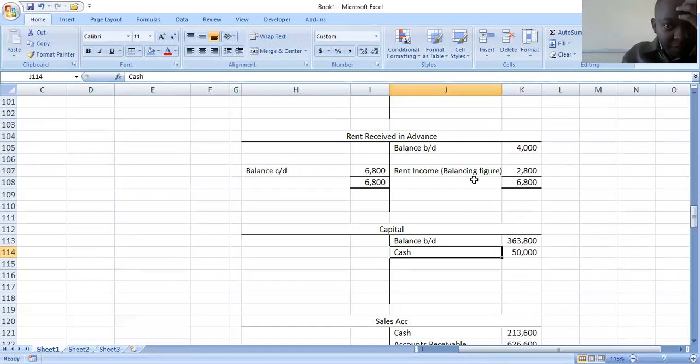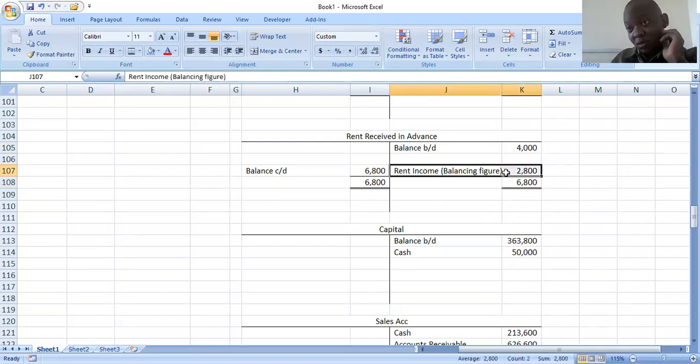So the rent received in advance has increased from 4,000 to 6,800, by paying an advance of another 2,800 shillings, which in our case went to the rent income account, which was wrong. So to correct for that, we debit the rent income and credit the rent received in advance account. So yeah, that is it.